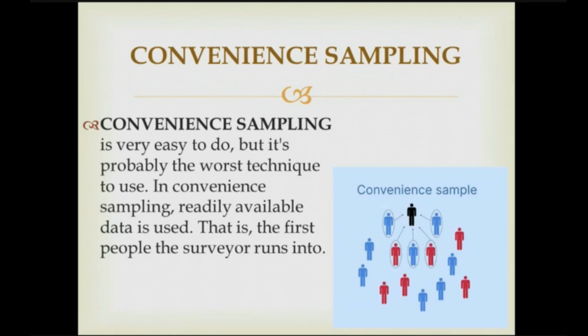Next one is convenience sampling. Convenience sampling is very easy to do, but is probably the worst technique to use. In convenience sampling, readily available data is used. That is, the first people the surveyor runs into.